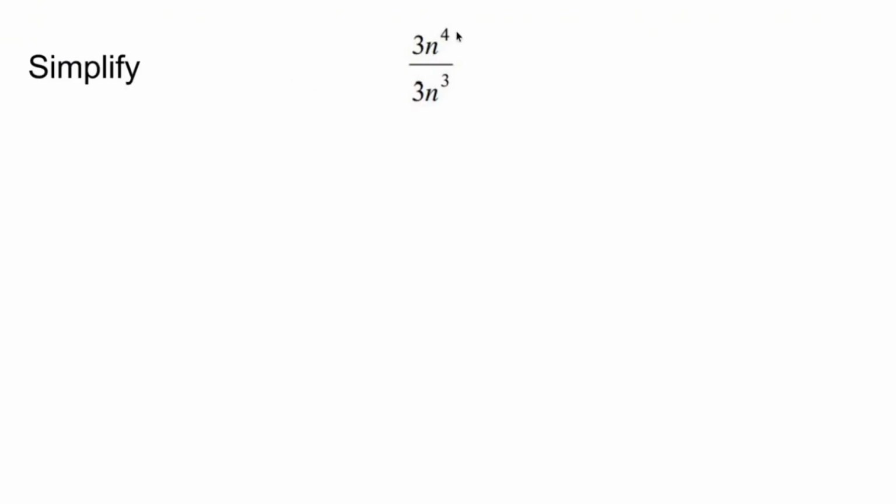Simplify 3n to the 4th over 3n to the 3rd. All right, so if I am dividing terms, right? If it's a number over itself, cross them out, just get rid of it, easy peasy. That leaves us with n to the 4th over n to the 3rd. Now, if dividing terms of the same base, what you do is you figure out which side of the fraction bar is more powerful and leave your letter there. N to the 4th is bigger than n to the 3rd, so n's going to stay up here.